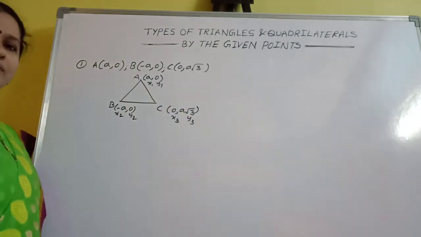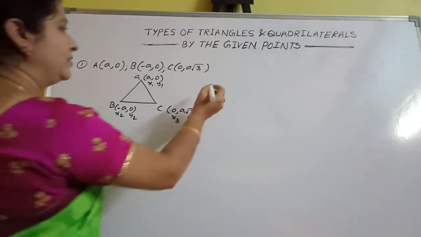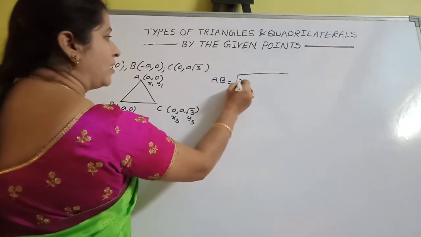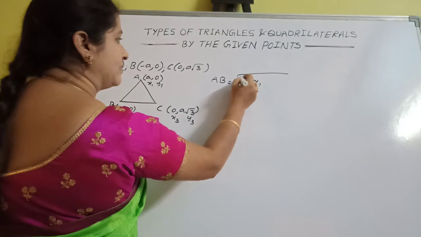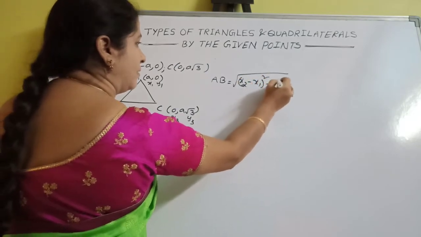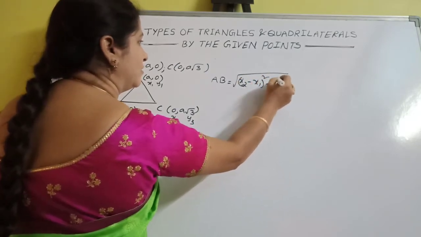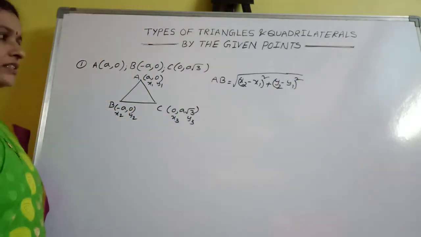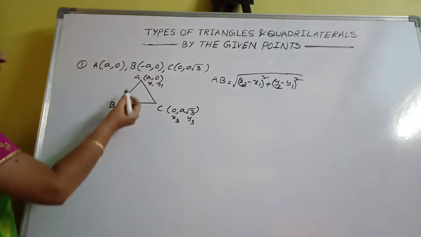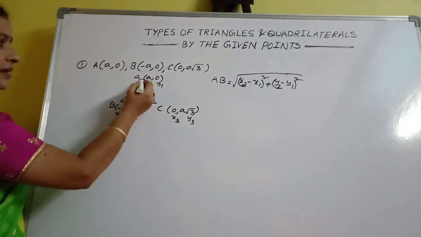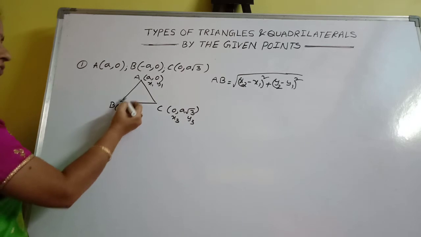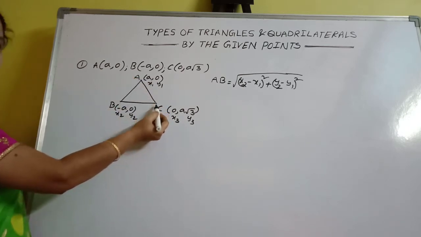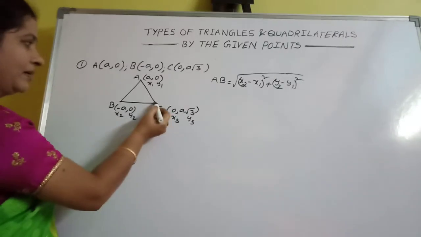So what is the formula for the distance between any two points? Distance AB equals the square root of (x2 minus x1) whole square plus (y2 minus y1) whole square. This is the formula to find the distance between any two points. Here, how many lengths are there? AB is the length of the first line segment, BC is the length of the second line segment, and AC is the length of the other line segment.